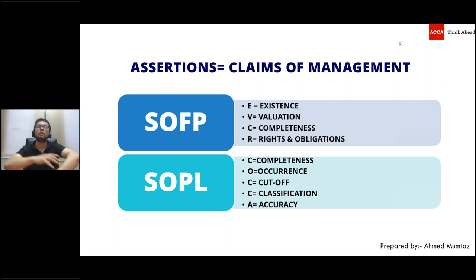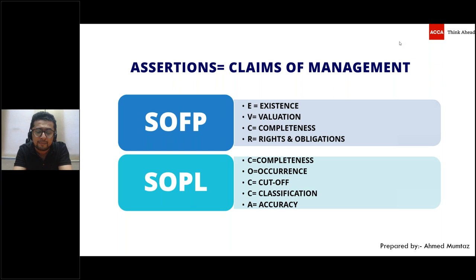one of the most important and famous assertions is called cutoff. Now, if I am part of the management, I might want to recognize revenue which does not belong to this year. Maybe I actually received the order during the current accounting period, but I dispatch the goods in the next accounting period. Let's assume a few dates. Your accounting period end is, let's say, 30th April, and you receive the order from the customer on 25th April, but you dispatch the goods on 5th May. According to the accounting rules, you need to recognize the revenue in the next accounting period, but the management might want to recognize the revenue in this accounting period. This is a mistake with respect to cutoff. Cutoff means you need to recognize the items in the correct accounting period. So this is something we call cutoff.